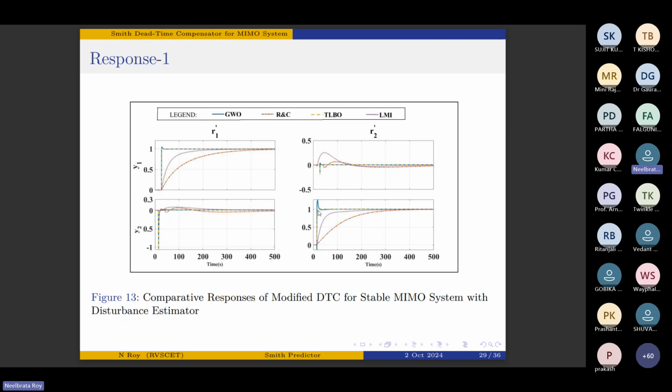Although our output has a slight overshoot, it falls within the range. It reaches the steady state very fast. So we can say that our output is better than that of the previous one.